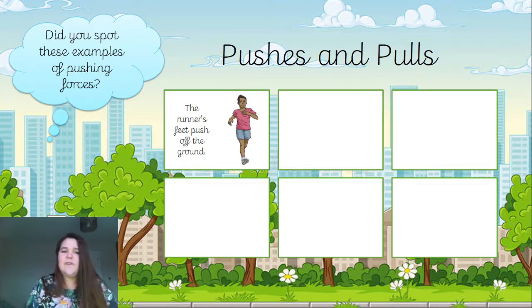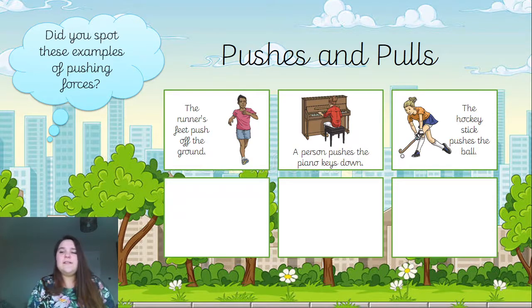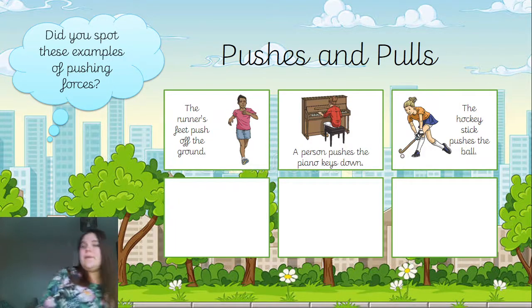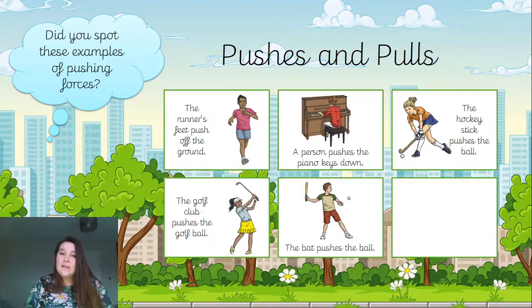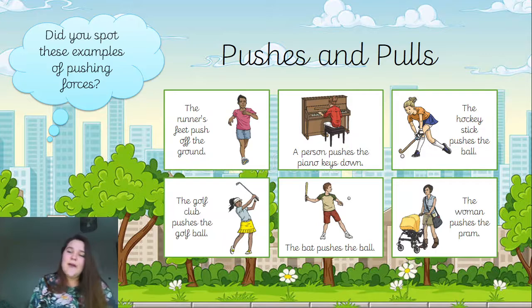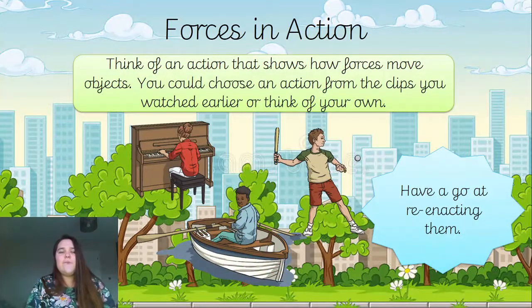The runner's feet push off the ground. A person pushes the piano keys down. The hockey stick pushes the ball. Now we've spoken about this because we know all about hockey. The golf club pushes the ball. The bat pushes the ball. And the woman pushes the pram to wheel along. So they're all types of forces.